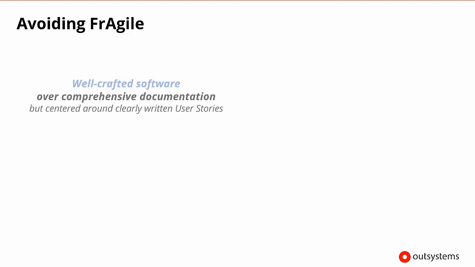Now, all of this sounds great. So to be fair, let's also focus on a few of the pitfalls that can occur when people abuse Agile, which we'll refer to as avoiding fragile. So well-crafted software over comprehensive documentation, but it needs to be centered around clearly written user stories. Everything that should be implemented should be clearly stated in the user story and its related acceptance criteria.